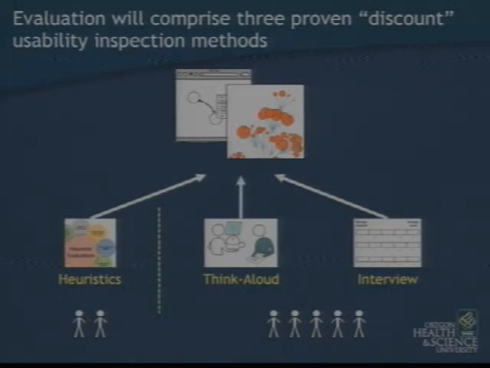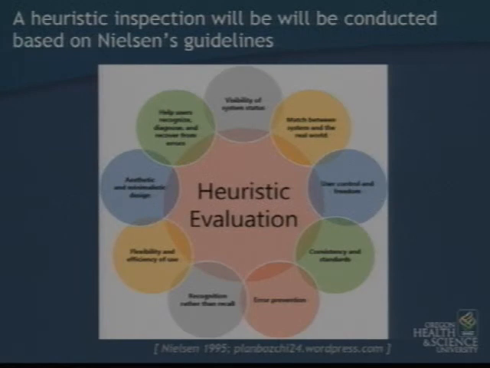Let's look at each of these evaluation methods individually. The heuristic inspection will be carried out based on Nielsen's heuristics, and I'll aim to recruit one usability expert and one biomedical domain expert to do the inspection. And these experts will focus on general principles for interaction design that you see here. So Jakob Nielsen, back in 1995, established these general principles for interaction design. And it consists of broad rules of thumb, not specific guidelines.